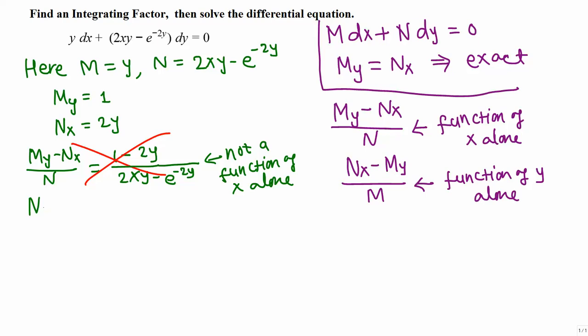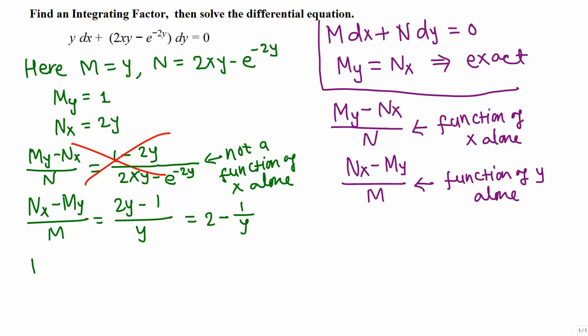We find N_x minus M_y over M, which is N_x is 2y minus M_y is 1 over M is y. So 2y minus 1 over y. This is clearly a function of y alone. There are no x's. That's good. Now we can simplify this further. 2y over y minus 1 over y, just separate into two fractions. 2y over y is 2, minus 1 over y. Okay, so this is a function of y alone.